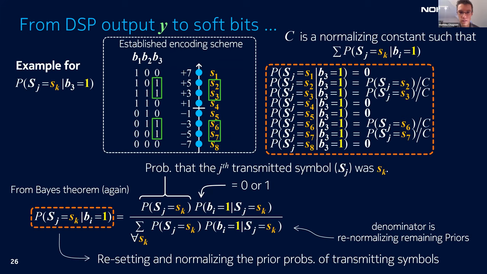If I have certain priors, and I know that, for instance, the third bit is a one, then if I look at the probability that the jth transmitted symbol is S1, given that the third bit is a one, well, that is zero. This is impossible: I can't be sending symbol S1 if I know that the third bit is one. Whereas for S2, I need to renormalize such that the new thing sums to one, okay?